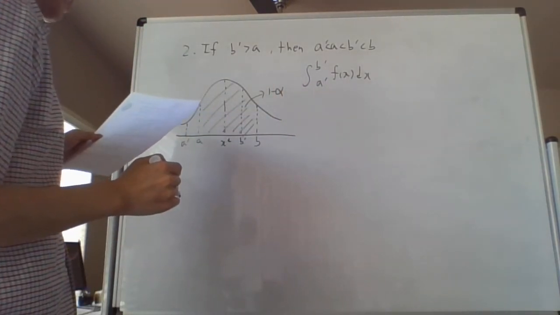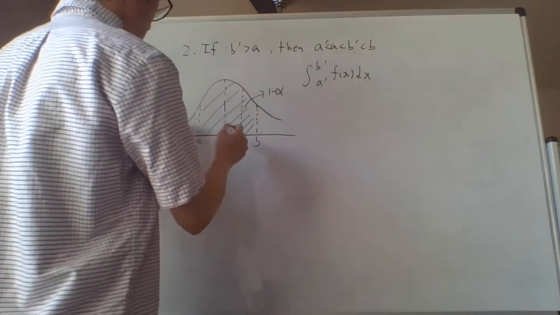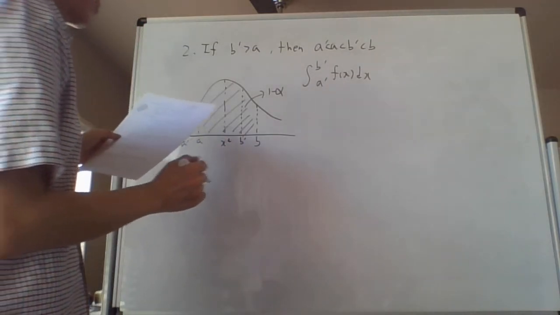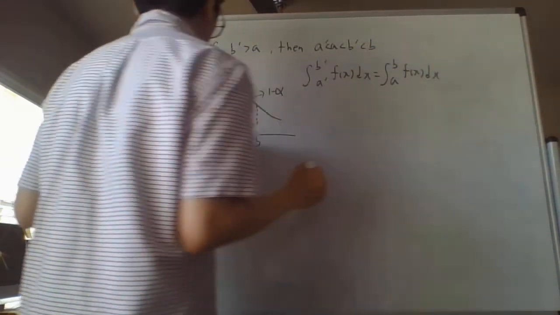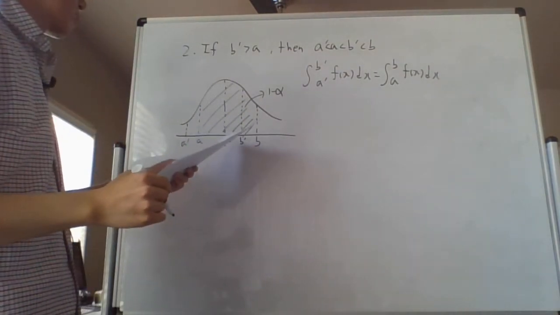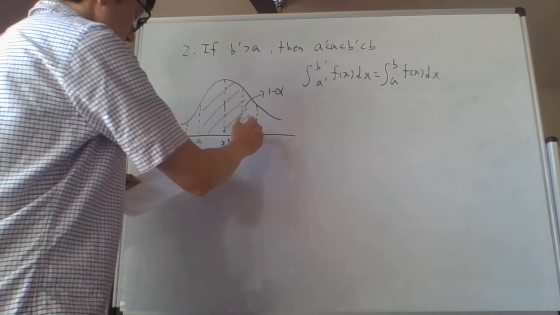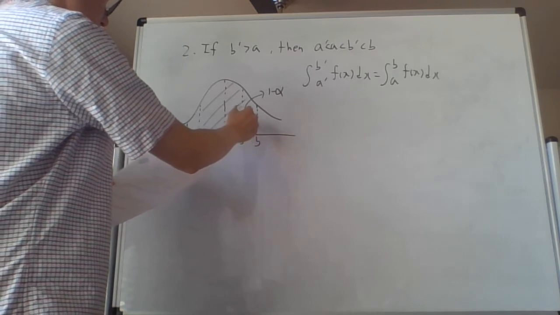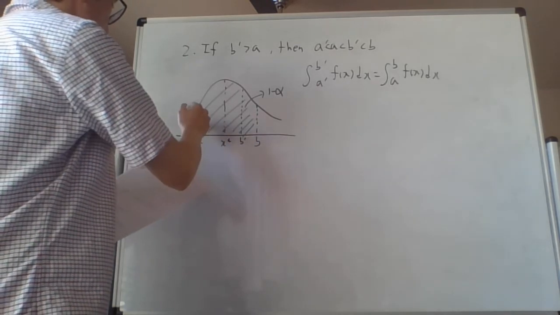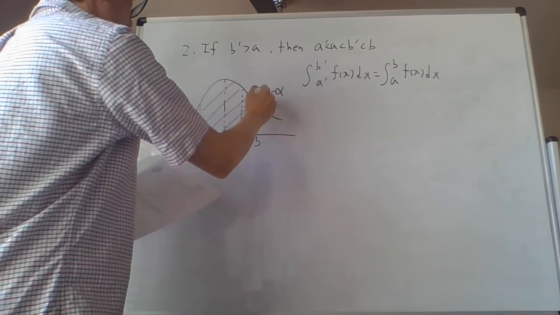And then if you have this case, your area between a prime and b prime is integrating from a to b first, and then you need to add the integral from a prime to a and then subtract the integral from b prime to b. So you need to add this part and you need to subtract this part.